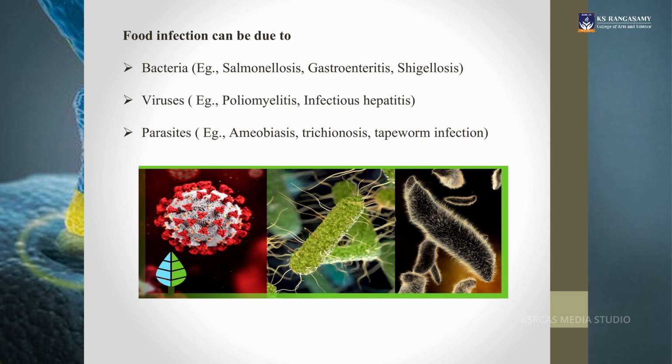Foodborne infections can be due to bacterial infections, viral infections and parasitic infections. Examples of bacterial infection are salmonellosis, shigellosis and gastroenteritis. For viral infection, poliomyelitis and hepatitis. For parasitic infections, amoebiosis, trichinosis and tapeworm infection.